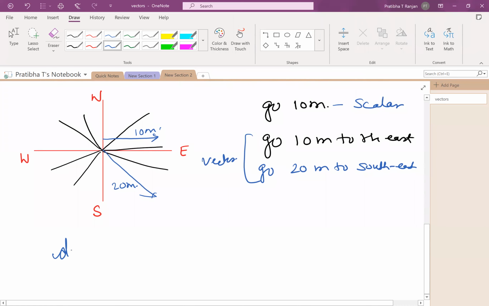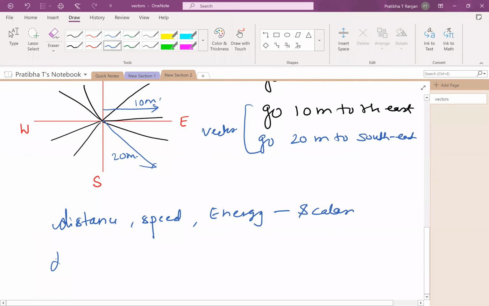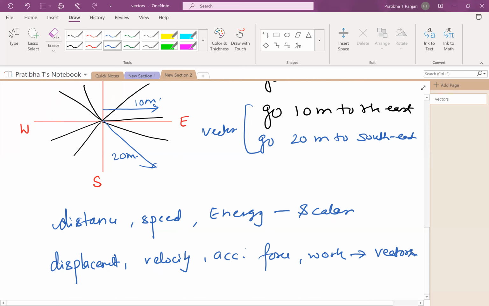So distance, speed, energy, they come under the category of scalars, right? Whereas displacement, velocity, acceleration, force, work, they come under the category of vectors, right? Yes, because force can be positive, force can be negative, right?